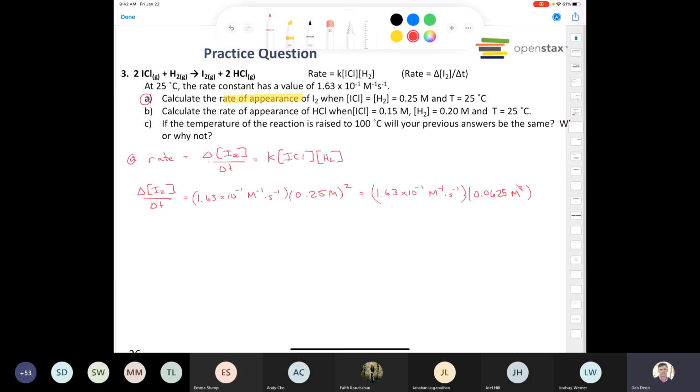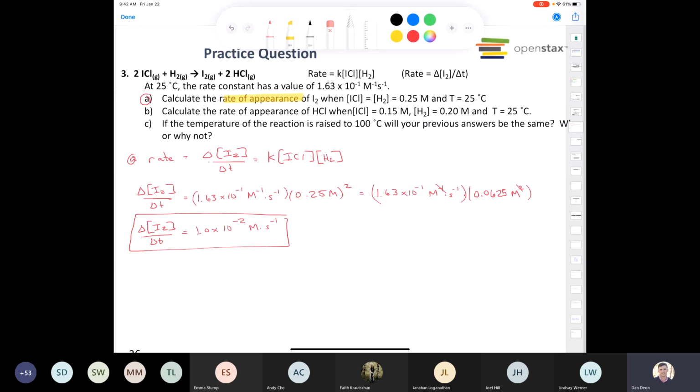And if we take molar squared and we multiply by molar to the -1, you add 2 plus -1, what do you get? 1. So that means that our rate, the change in the concentration of iodine over time, is going to be equal to 1.0 times 10 to the -2 moles per liter per second. And so that is the answer for A.